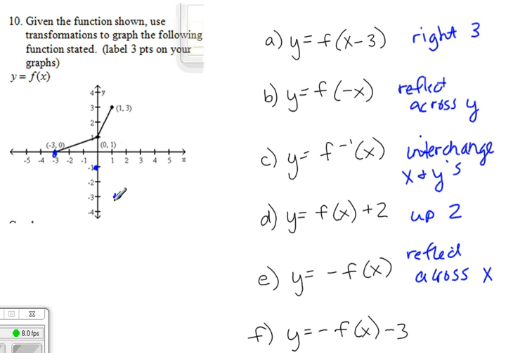1, negative 3. So the one that we had from part E, we're going to move that graph down 3. So I'm going to get another color here. So each one of these points will now move down 3. And there's your resulting graph for part F.